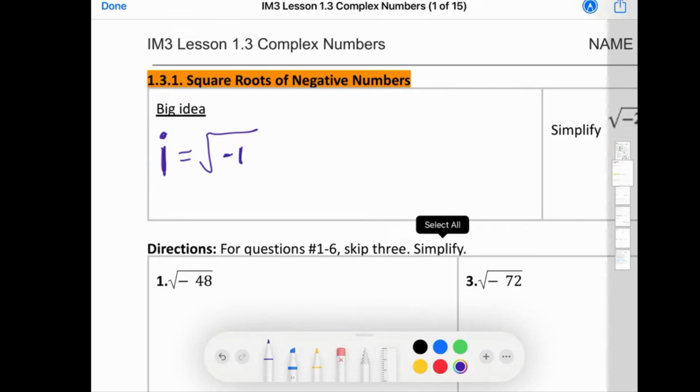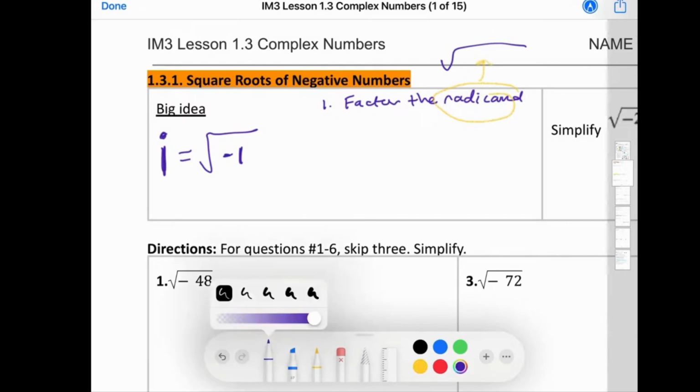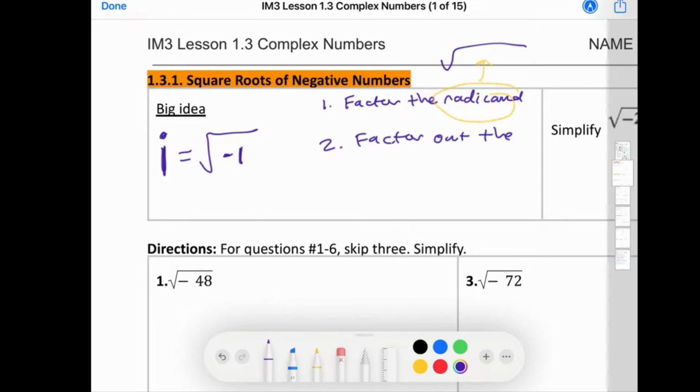As we do these problems, I'll give you a couple of steps that might be really helpful. Number 1, factor the radicand. You might be asking, what is the radicand? It is the stuff inside the radical. Number 2, factor out the imaginary unit. And number 3, simplify your life.